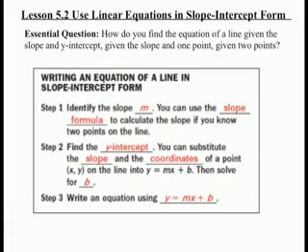Step 2 is to find the y-intercept. You can substitute the slope and the coordinates of a point x, y on the line into y equals mx plus b, then solve for b. And step 3, write an equation using y equals mx plus b form.